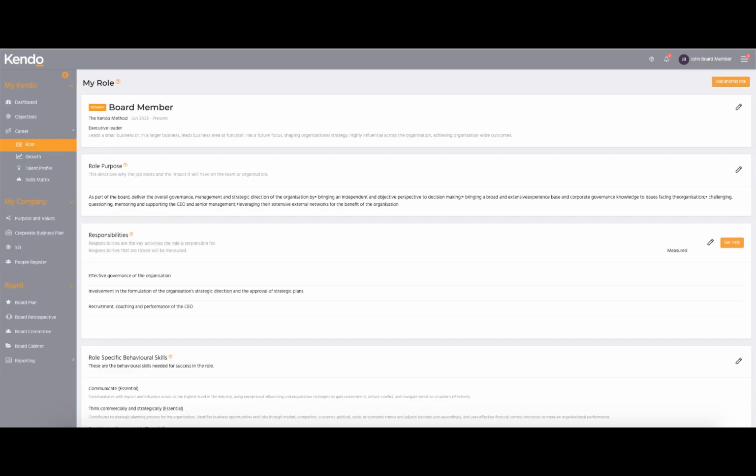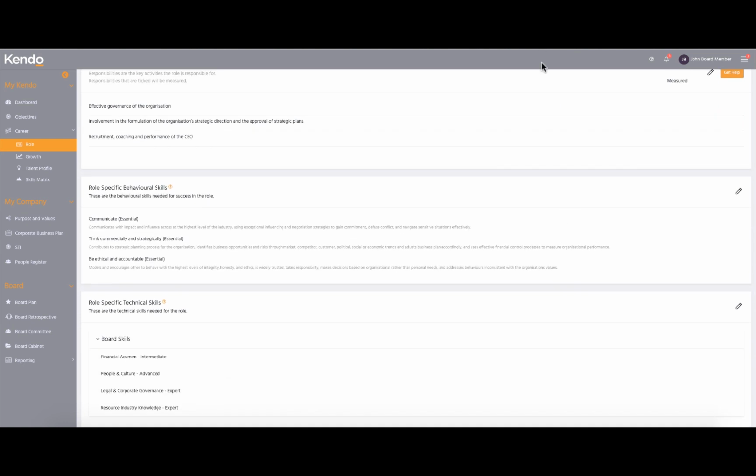Next, board members need to understand the role they play on the board and their responsibilities, as well as the skills required to be a successful board member. The board role definition can be found under the Careers section.